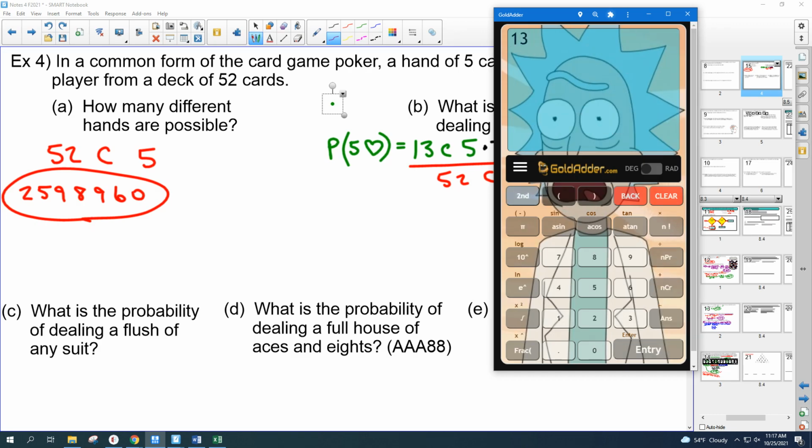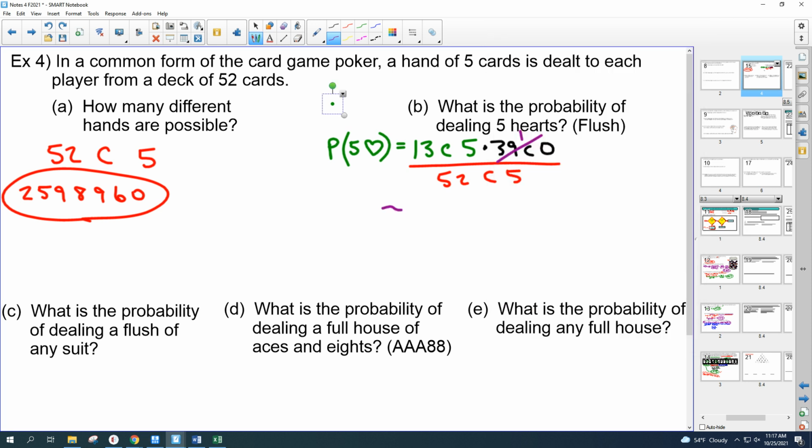13 choose 5 divided by 52 choose 5. 0.00495. Now, normally I like 4 decimal places, but I'll do more than 4 sometimes if I feel like 4 is not enough to really show the numbers well. So I'm going to use 0.00495 right there. Okay. Probability of dealing 5 hearts.